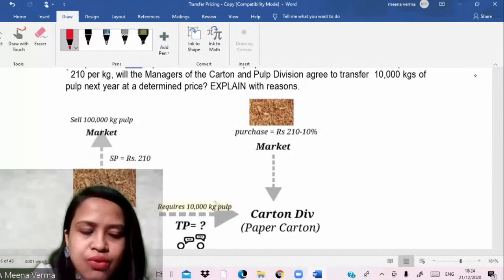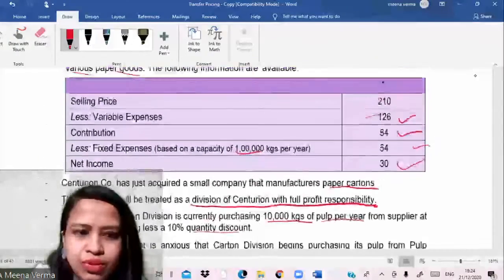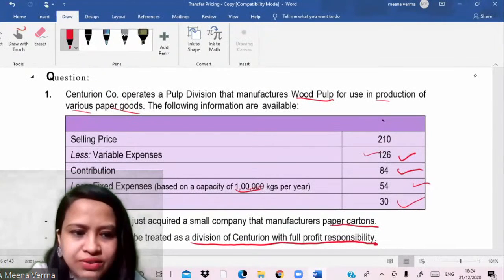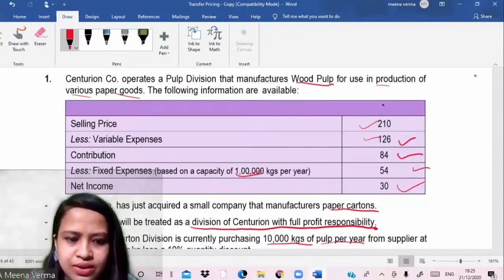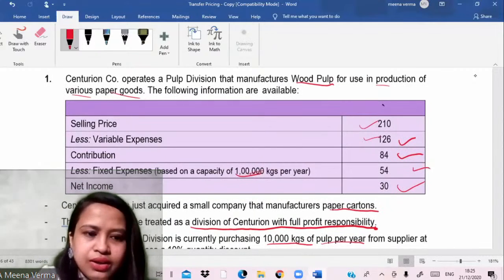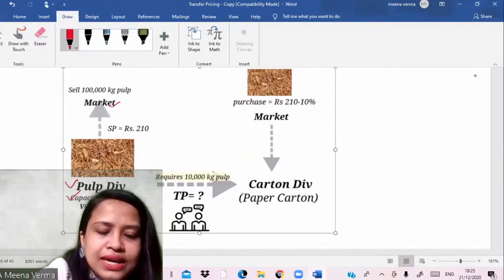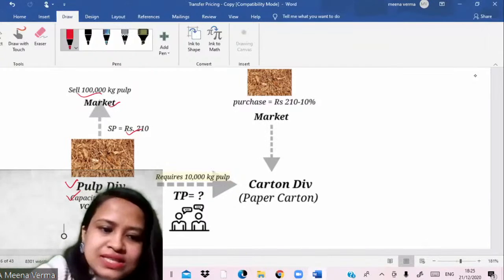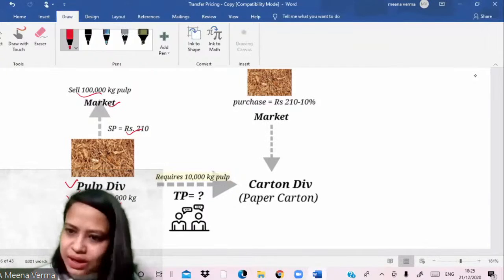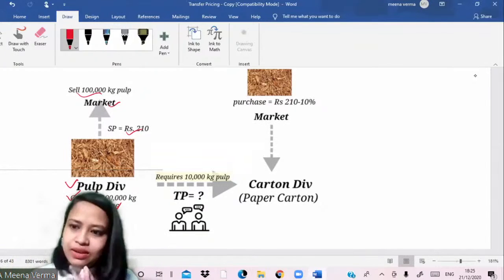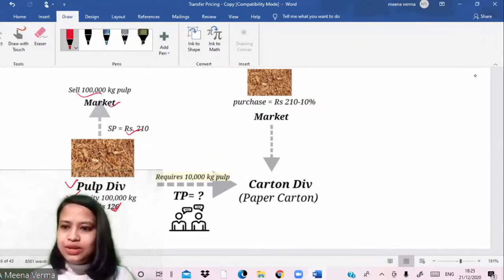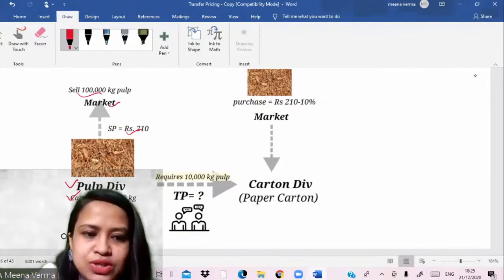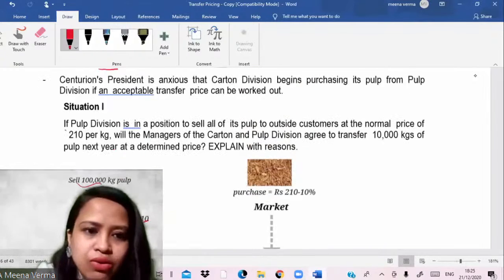Okay, now they're selling this 1 lakh pulp in the market for rupees 210. Okay, they are selling this 1 lakh kg pulp in the market for rupees 210. So it means that they don't have any spare capacity. They are using their entire capacity, means they can produce 1 lakh units, and they are selling the entire 1 lakh units in the market for rupees 210.